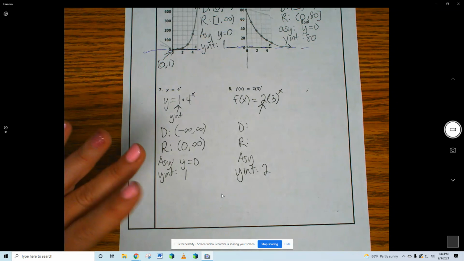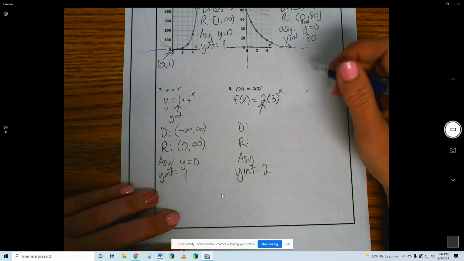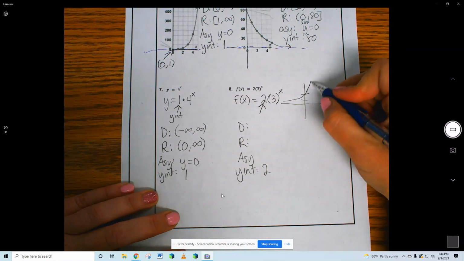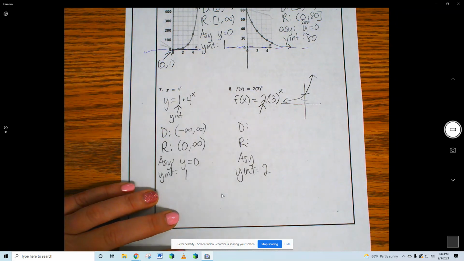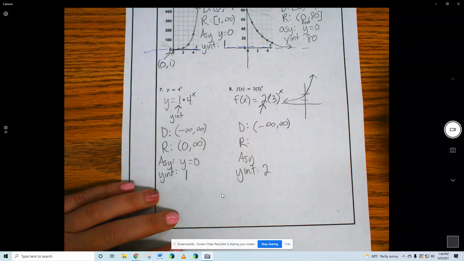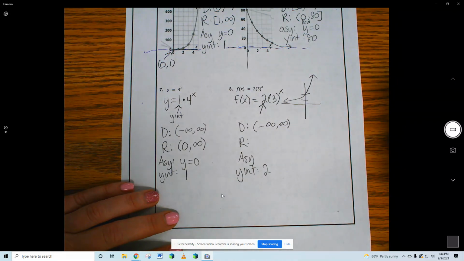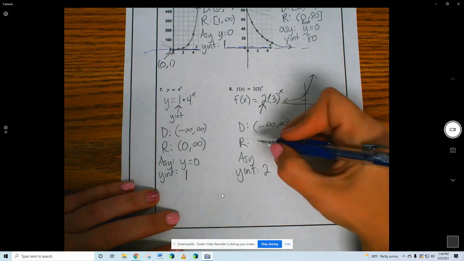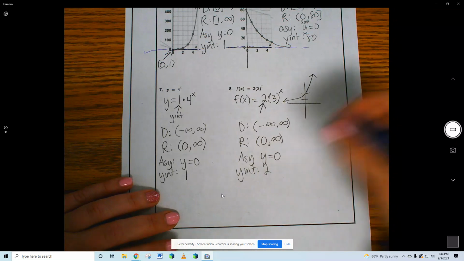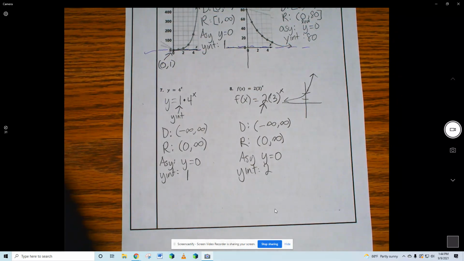So everything else, though, is exactly as it's been, because this graph has a y-intercept at 2, but it looks the same, like this. It's just shifted up. It's at 2. Domain, same. All real numbers. Negative infinity to positive infinity. Range is going to be 0, infinity. And then the asymptote, y equals 0. Excellent job.